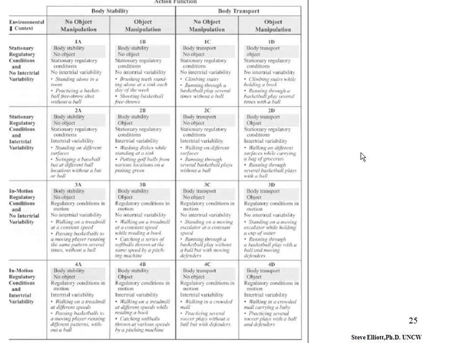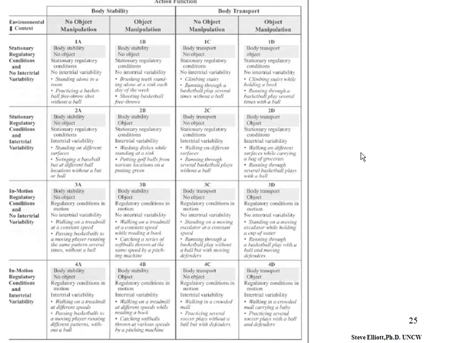So you can see, if we look at the top left, a motor skill in box 1A, there would be stationary regulatory conditions suggesting a closed environment, and no intertrial variability, meaning that each time the skill is practiced it's the same environment situation going on, and that there's no object involved and the body is not in movement. So an example might be standing alone in a room or practicing a basketball free-throw shot without a ball.